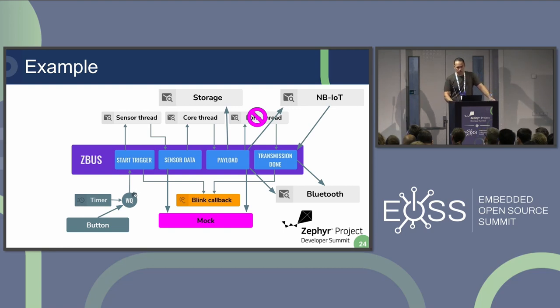You don't need to change the LoRa. You can reuse that in other code, right? In other products you have. You just need to add a new module that you can reuse in other modules, because you can have that module working with a payload and a transmission done channel. You can reuse that.